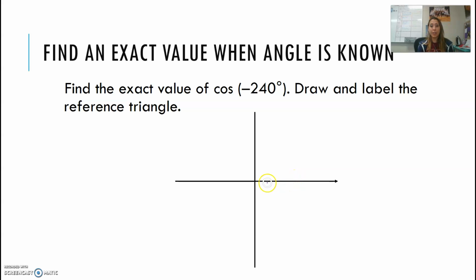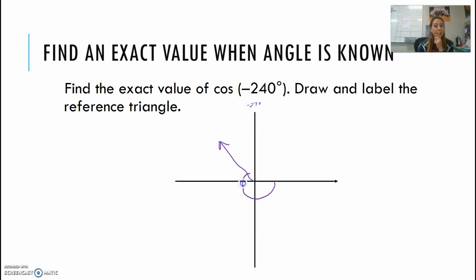So I'm going to start here, and I've got -90, -180, and then -240 is going to be about right here. So I'm going to draw my ray, and I know that it's negative because this would be -270, right? So from the 180-degree angle to here, the -180-degree angle, what would that be?